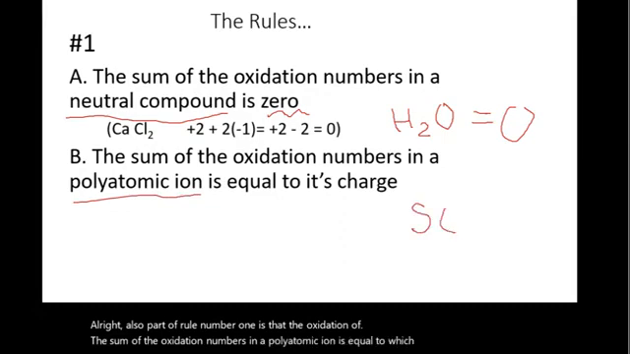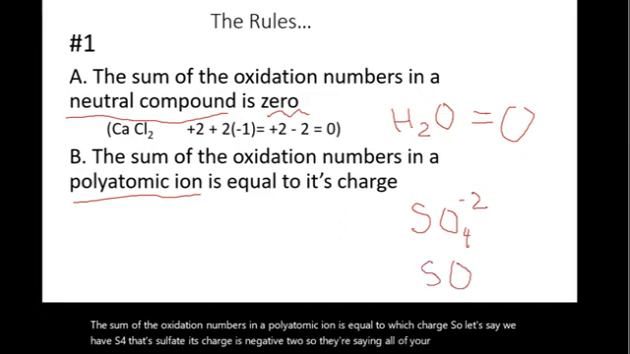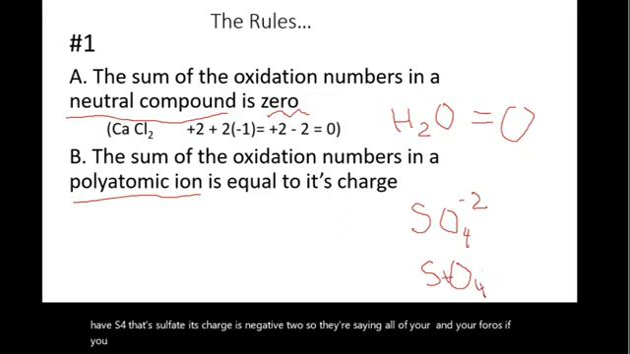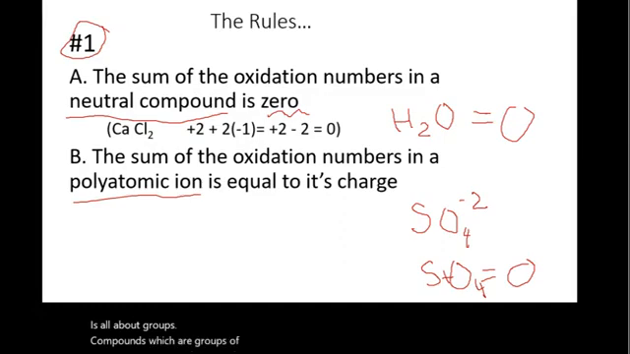So let's say we have SO4, that's sulfate. You know its charge is -2. So they're saying all of your S's and your 4 O's, if you add up their oxidation numbers, they're going to come out to -2. So the first rule is all about groups. So compounds, which are groups, and polyatomics, which are groups.